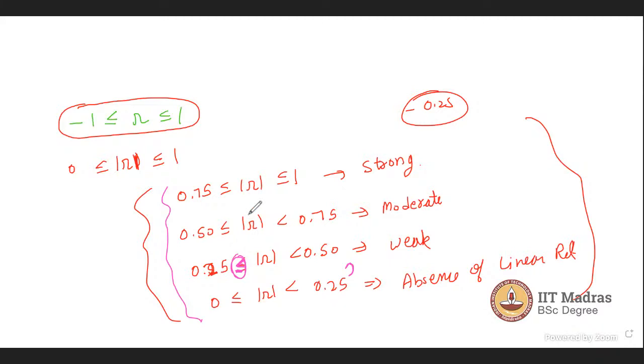Sir, if the options were given in terms of strong and weak only, what should we do in that case? So you have to compute the absolute value of r, check which range it lies in, and take the option accordingly. Sir, suppose we get 0.01, then it's absence of linear relationship, right? Sir, but that is not given in the options.